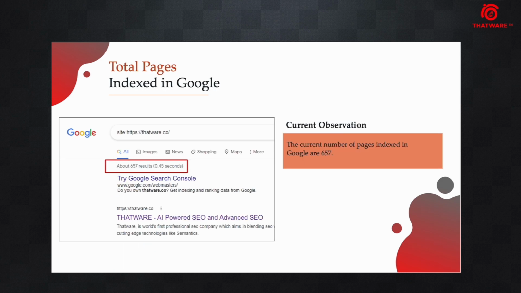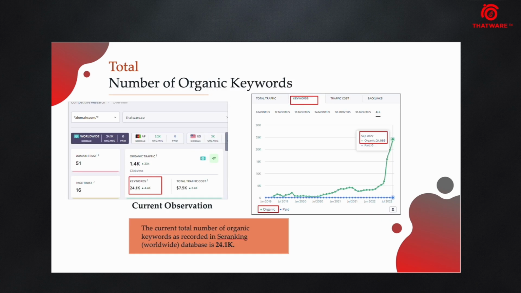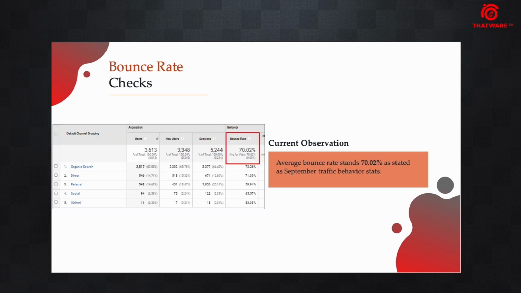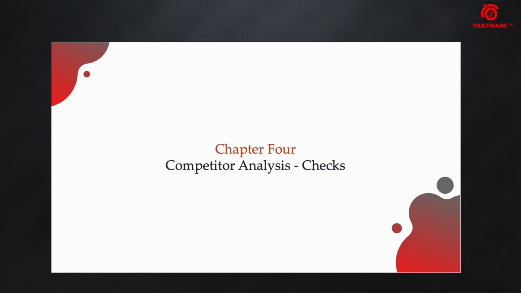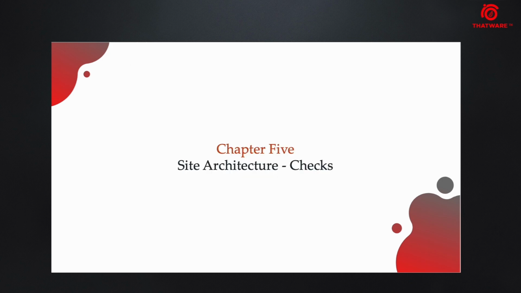Chapter 3 is the benchmark checks, such as what your indexation rate is, the number of organic keywords, the number of backlinks, your top positions, and your organic traffic. Followed by that, move down to chapter 4, which is the comparator check. Here you can open up a comparative positioning map, where you can check where you stand in the comparator heat map that you have drawn. Chapter 5 is all about the architecture check.